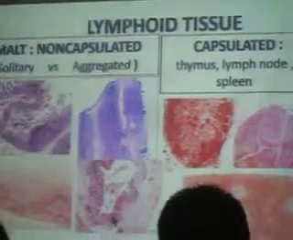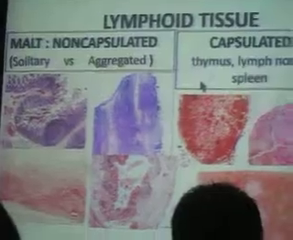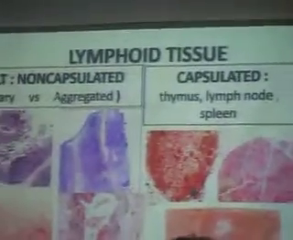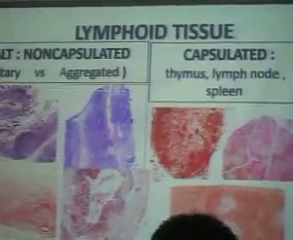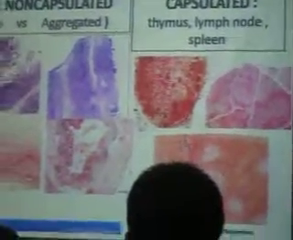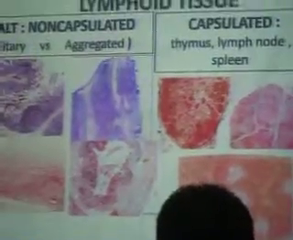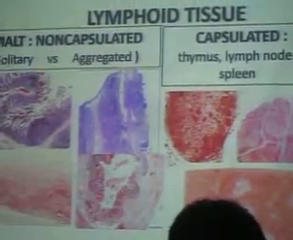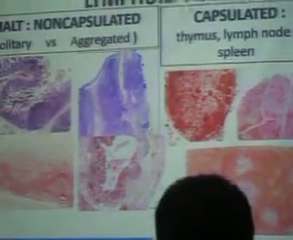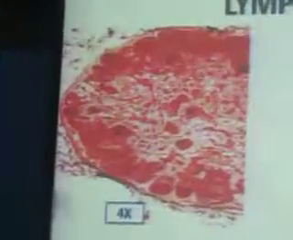The capsulated organs include your spleen, lymph node, and your thymus. Spleen, lymph node, and thymus. So there are specific structures that will tell you what organ is the lymph node. The first organ is your lymph node. It is an encapsulated lymphoid organ.